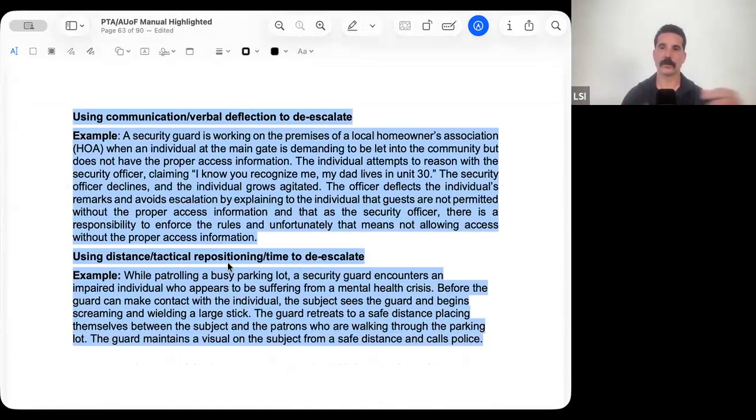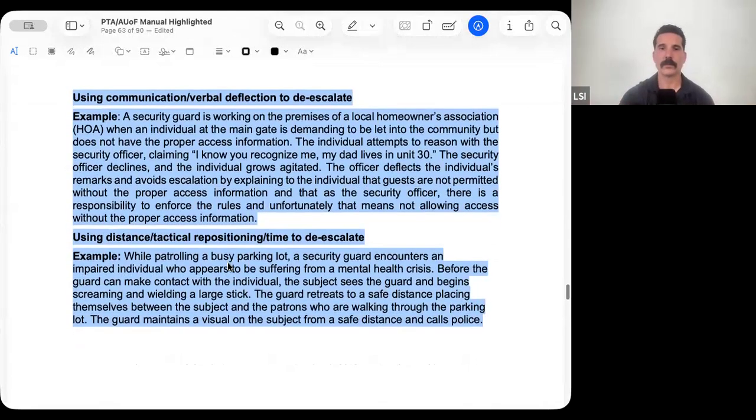Using communication verbal deflection to de-escalate. Example: a security guard is working on the premises of a local homeowners association, HOA, when an individual at the main gate is demanding to be let into the community but does not have the proper access information. The individual attempts to reason with the security officer, claiming, "I know you recognize me. My dad lives in Unit 30." The security officer declines and the individual grows agitated.